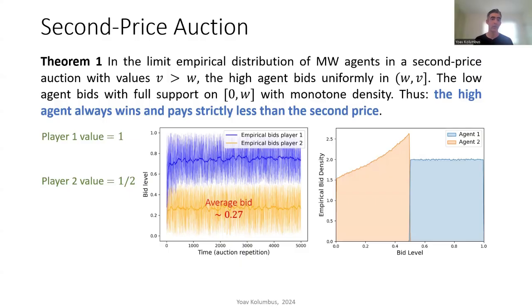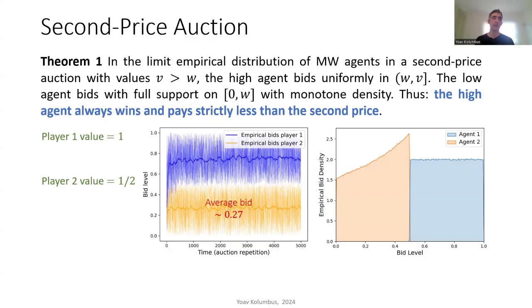On the left here, we see the bids over time. We see that the high agent always wins, except for a small number of times in the beginning. And we also see that the average bid of the low agent is significantly below the second price, which is 1/2 here. And this 0.27 is in fact going to be the average payment that the high agent is going to pay. So he pays significantly less than the second price. On the right, we just see the empirical bid densities from these simulations.